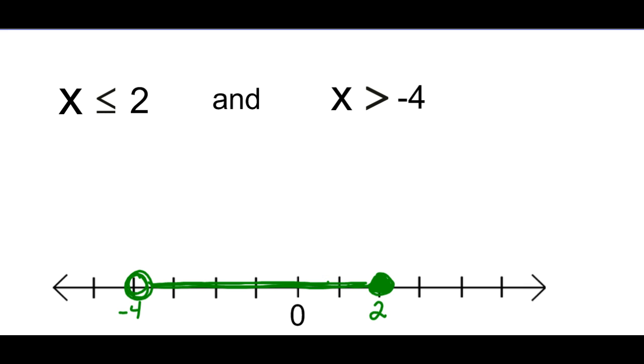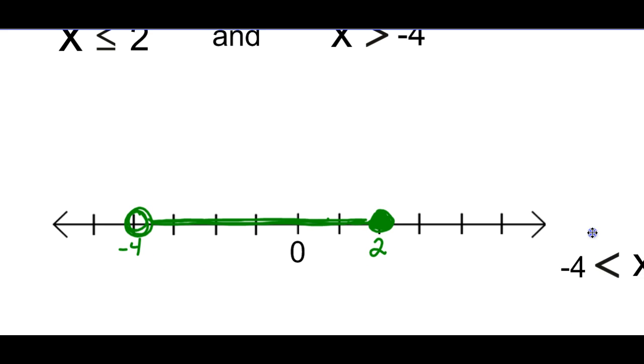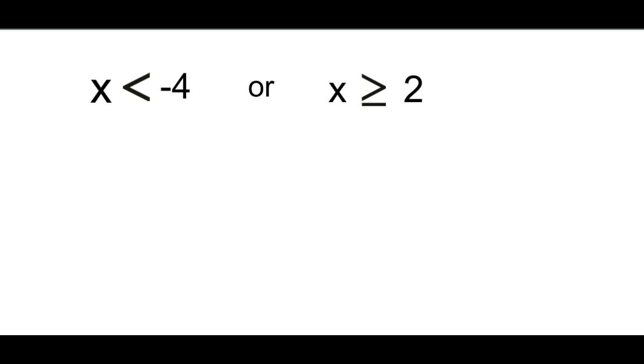Now, let me show you something. If it's an and situation, you actually can take the one that has the smaller number and flip it over. You'll notice this flipped over looks like this. And then take the larger one and just put it right on top of it. And you can actually make a compound inequality where it has two inequality signs in one equation there.